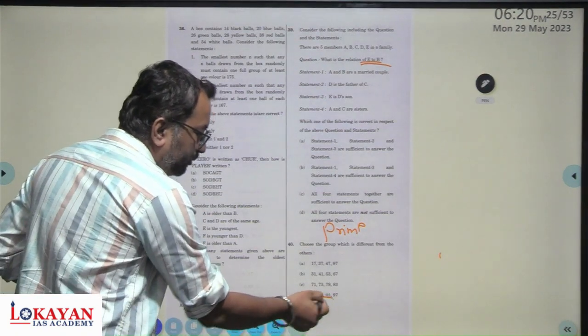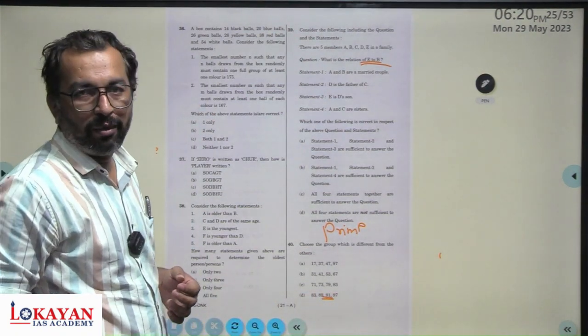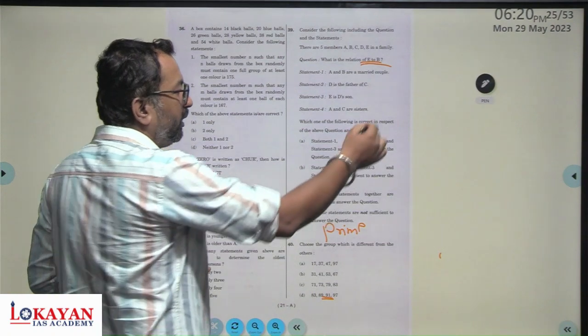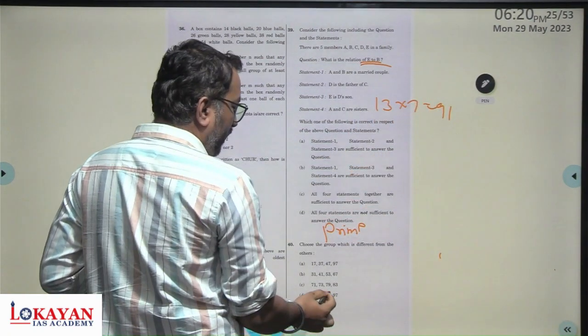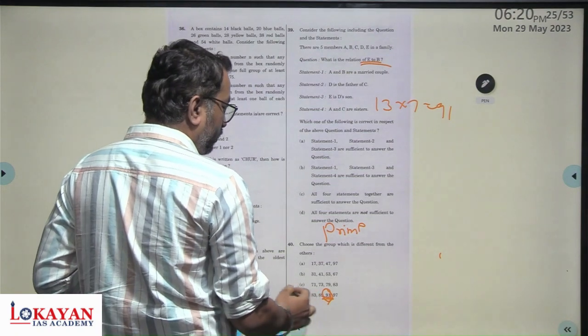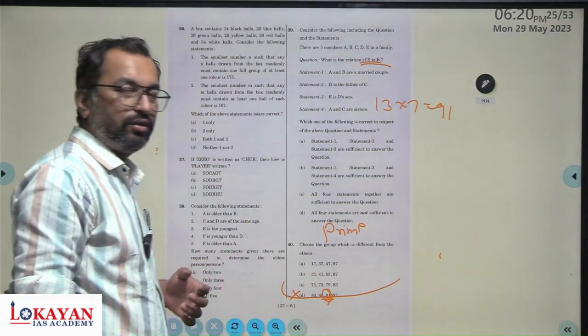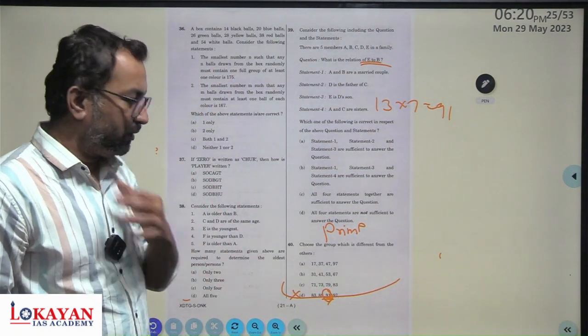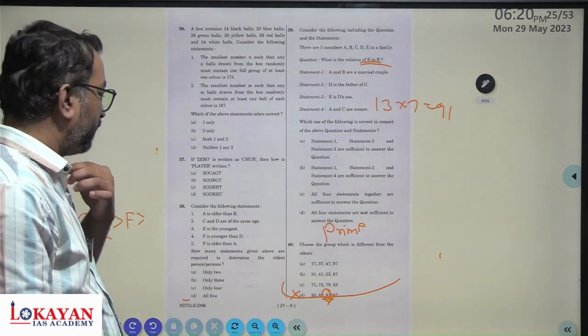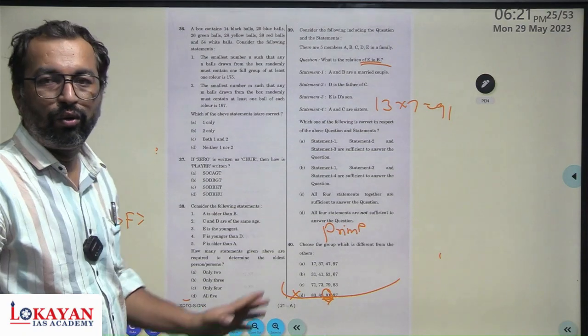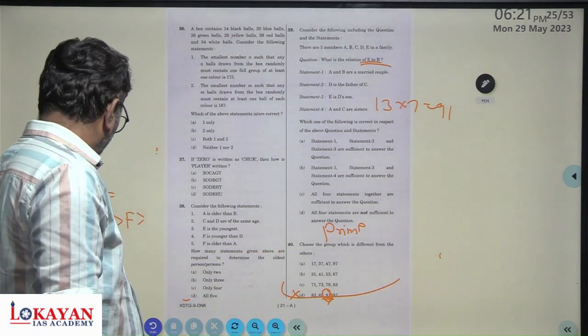Look at 91. 91 may seem like a prime number, but if you know the tables, we know 13 sevens are 91. So this group is the odd one, the wrong group. Actually, this is the right answer. So D must be the right answer. It is the odd group as compared to others. So option number D is correct.